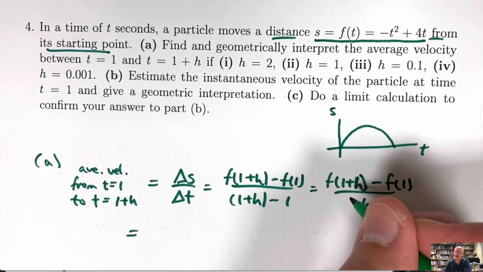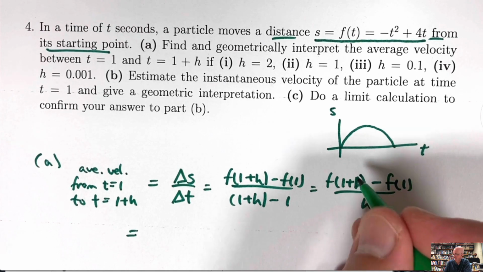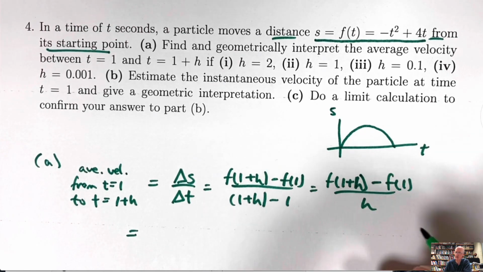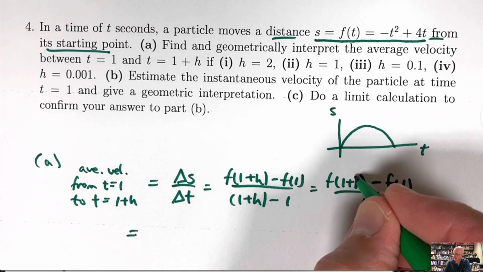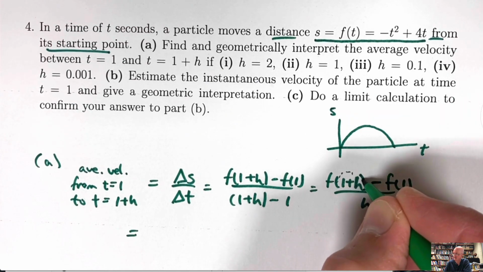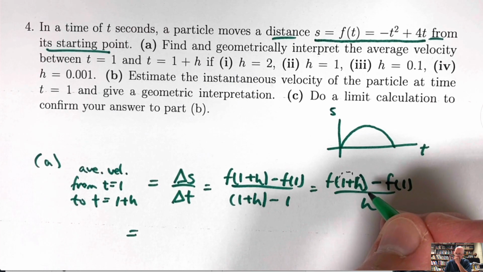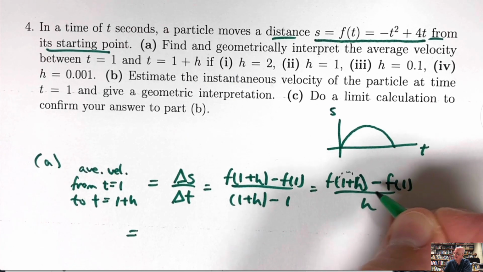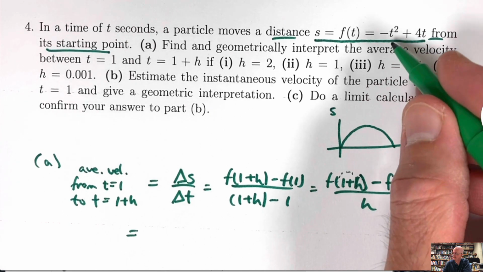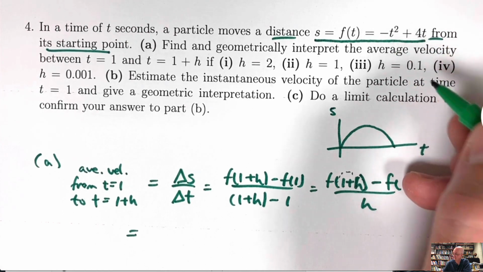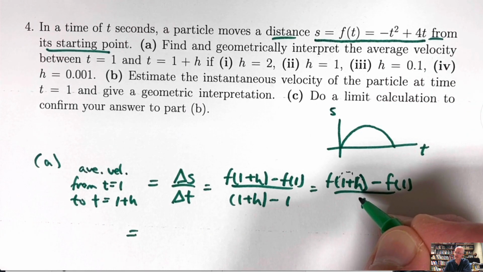F is the name of the function. It's not a number. F of 1 plus h is not the same as f of 1 plus f of h, okay? It's not the same. You need to understand how to substitute an expression, even if it's a complicated expression, into a function. And the way you do that is you look at the function's formula, and wherever you see the independent variable, in this case t, here and here, you replace the t with whatever is inside the parentheses here. In this case, that's 1 plus h.